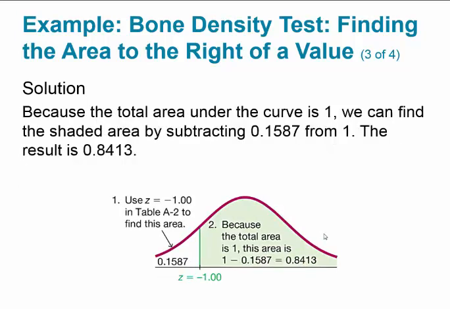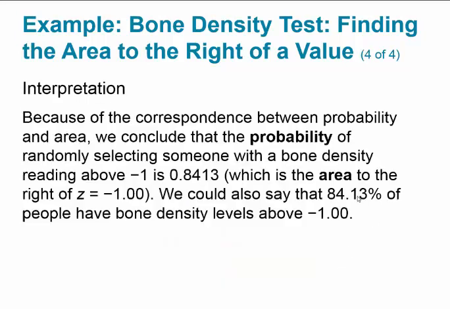And the nice thing is when we use technology, you don't have to worry about doing all of these different things to find this information. So, because of the correspondence between probability and area, we conclude that the probability of randomly selecting someone with a bone density reading above -1 is about 84.1%.